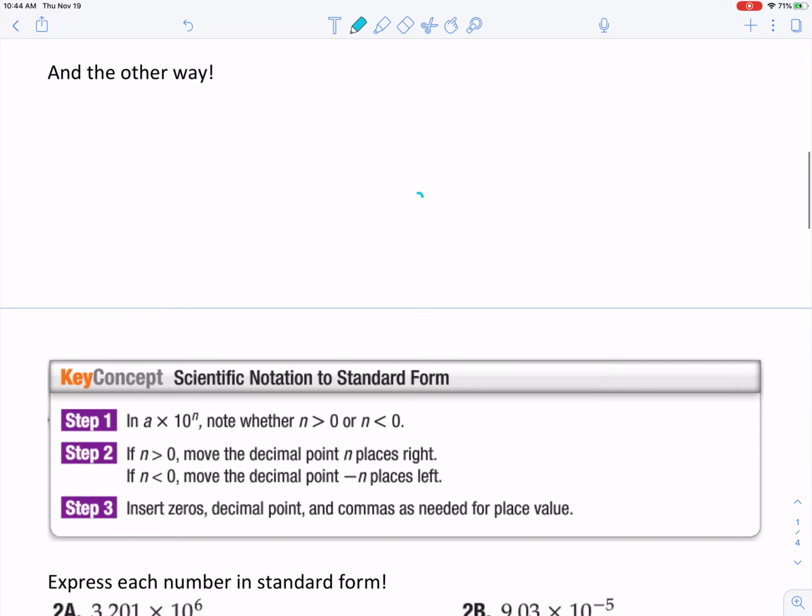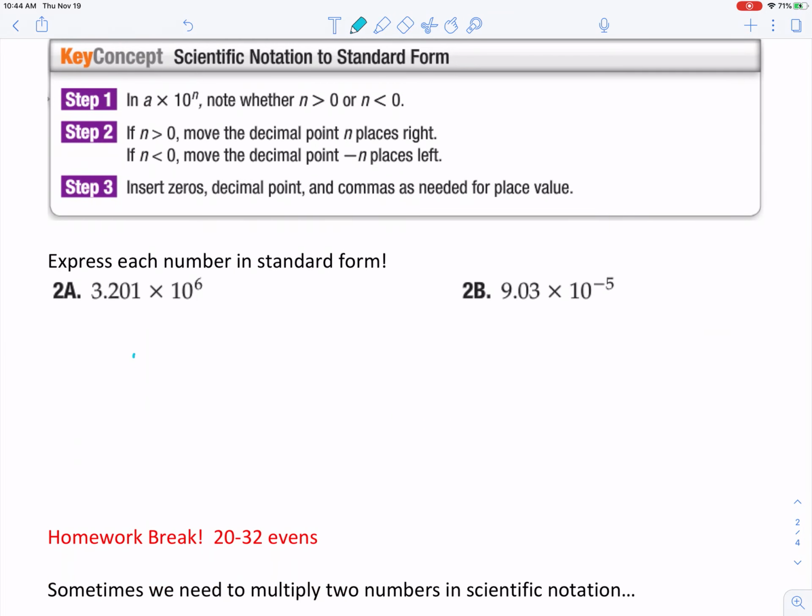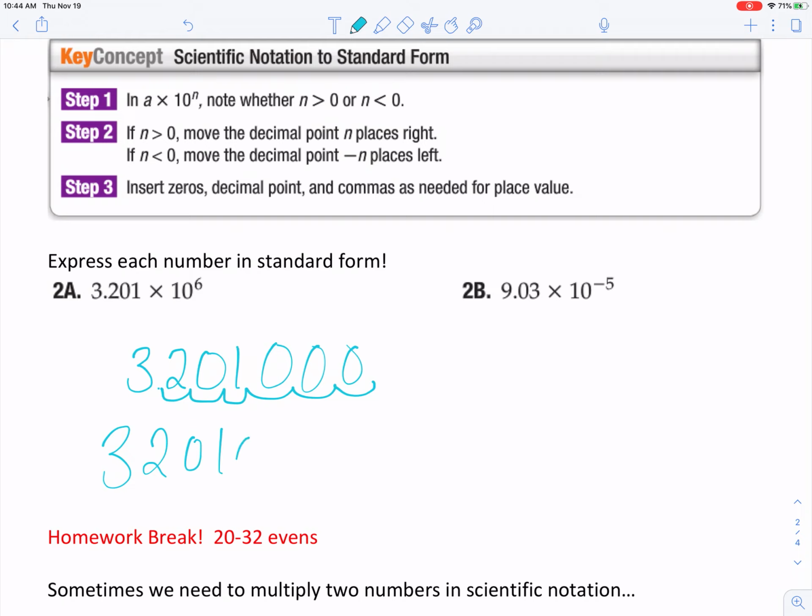So if I want to go the other way, I just write down the original number and put my pen where the decimal point currently is, and since it's a positive 6, that means the number should be bigger, so I go to the right. 1, 2, 3, 4, 5, 6. Fill in any empty holes with zeros, and that's your answer. Add some commas. Boom.